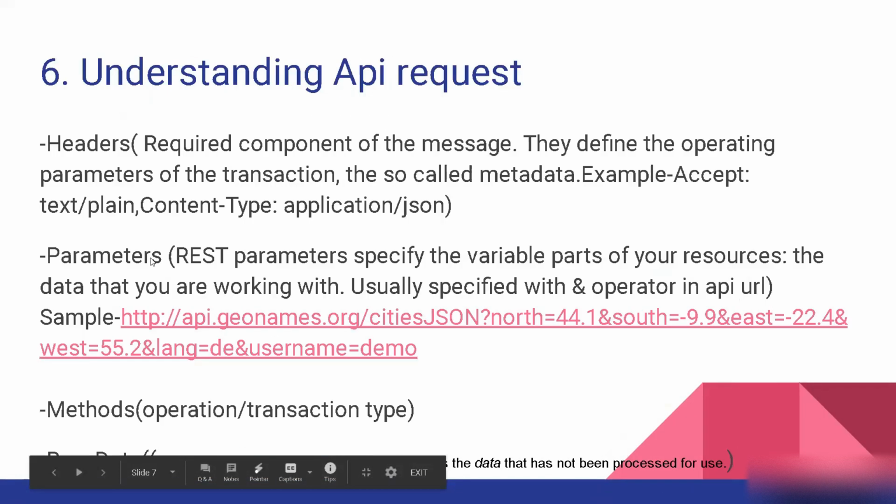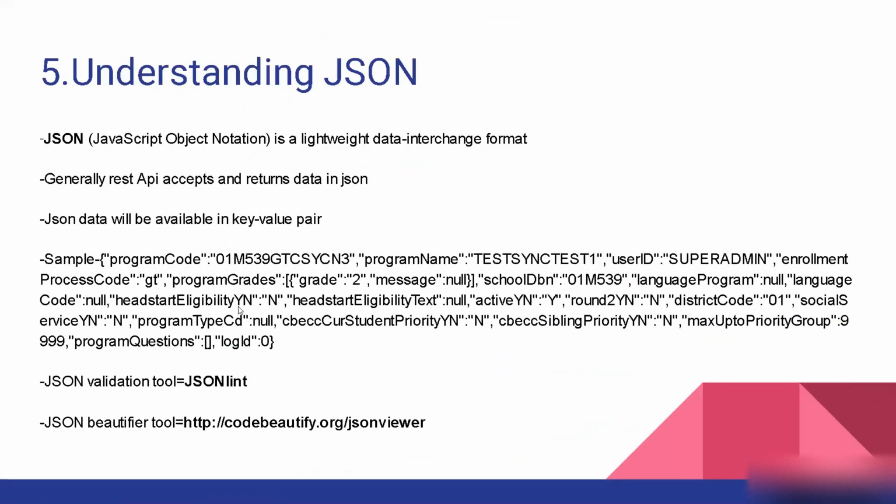So this is a key. Sorry. So this is the field name, program code, and this is the value, program code value, program name, program name value. And this is how you write a JSON format. Curly braces start, curly braces end, field name in quotes, values in quotes, right? And a comma in between.